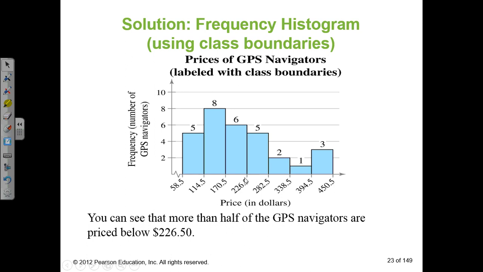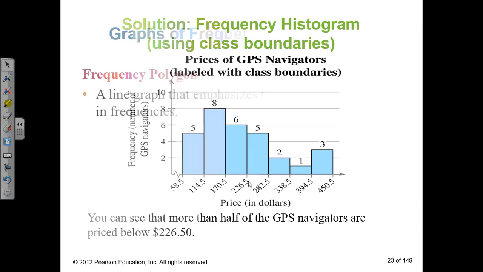Here we have the same frequency histogram using the class boundaries instead of the midpoints. It is conventional to do either one.